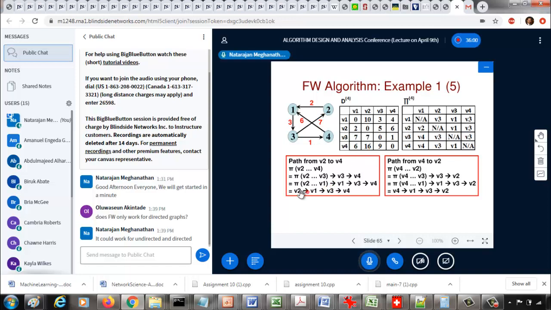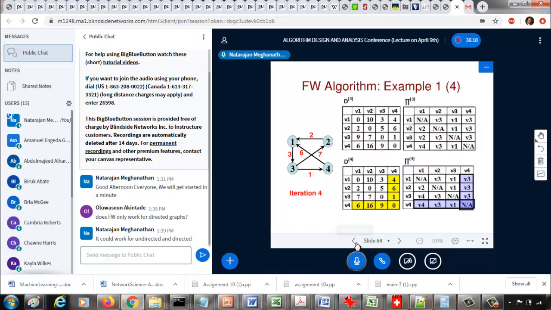Okay. On this one, from V2 to V1 it is 2. Then V1 to V3 it is 3. And V3 to V4 it is 1. So 2 plus 3 plus 1, 6. That's the shortest path weight from V2 to V4. So we can cross check whether you identified the right path.